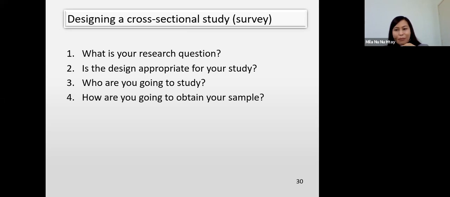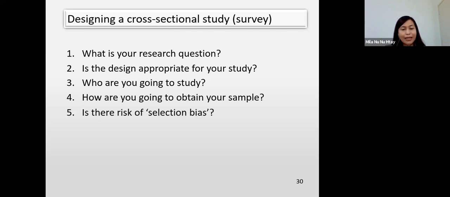Actually, sampling may be another lecture. We need to choose the appropriate sample size based on a sampling process, the research question, the population, and the availability of the sample. Another point is that we need to be aware of bias in all studies, not only the cross-sectional study but also cohort and case control studies. And then, how are you going to collect the data?